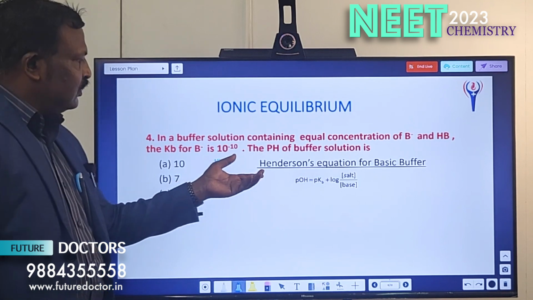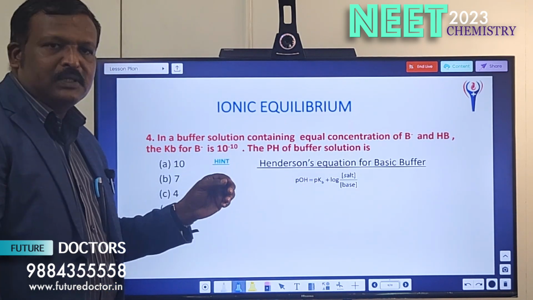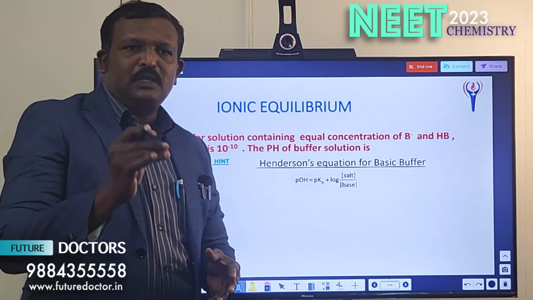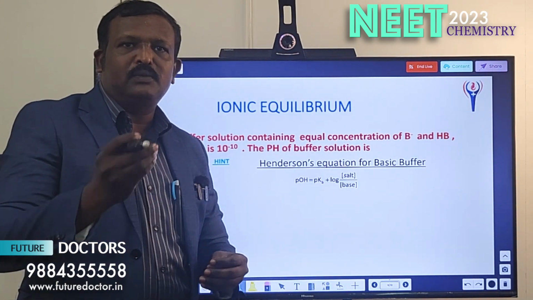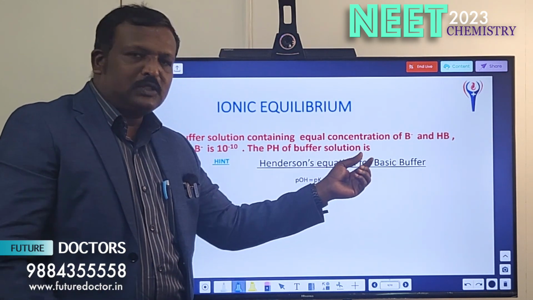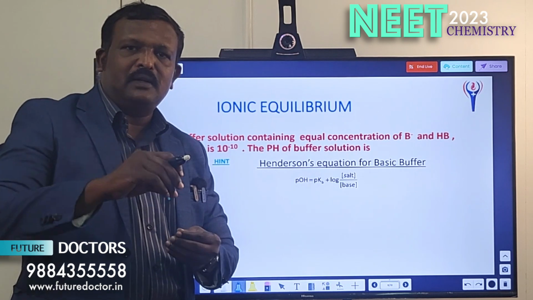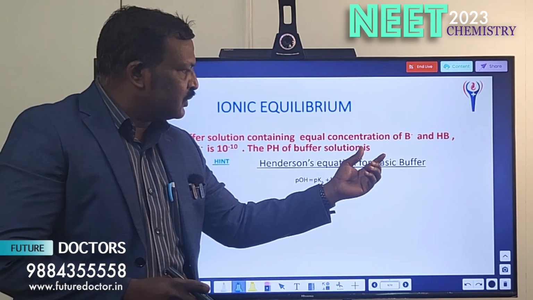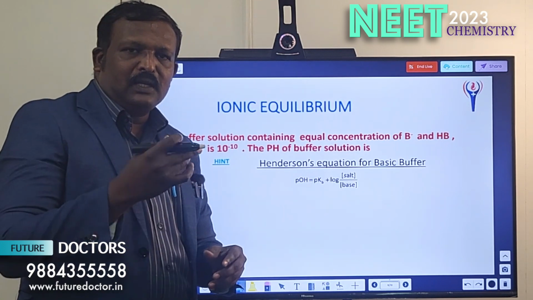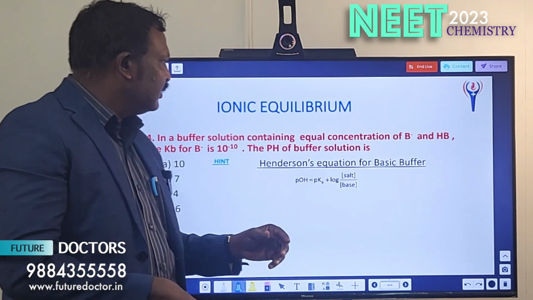Here it is based on buffer solution. Buffer means any solution in which, if you add a small amount of acid or base, there is no change in pH value, or only small changes in pH value. That is called a buffer solution. Almost constant pH, even if you add acids and bases. We have a separate formula for acidic buffer and basic buffer.